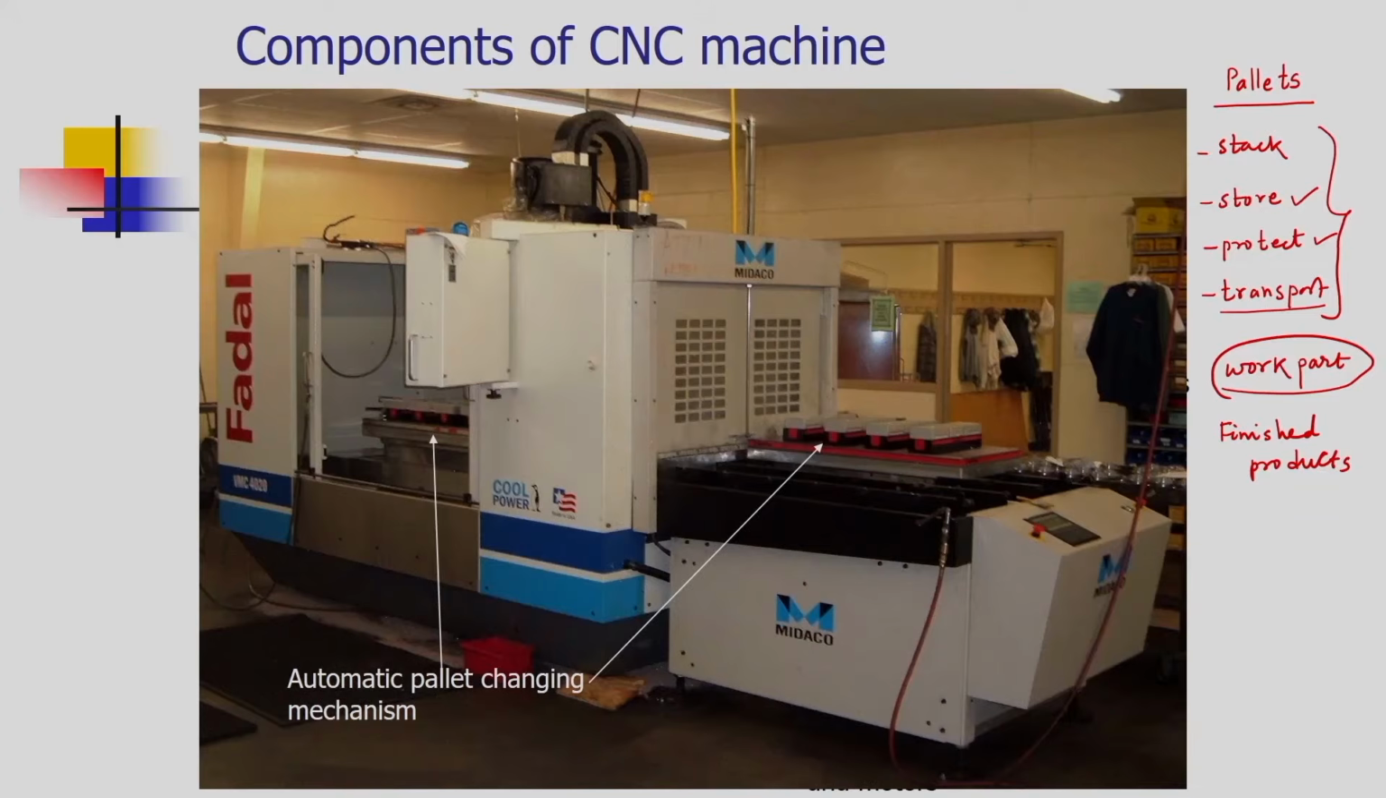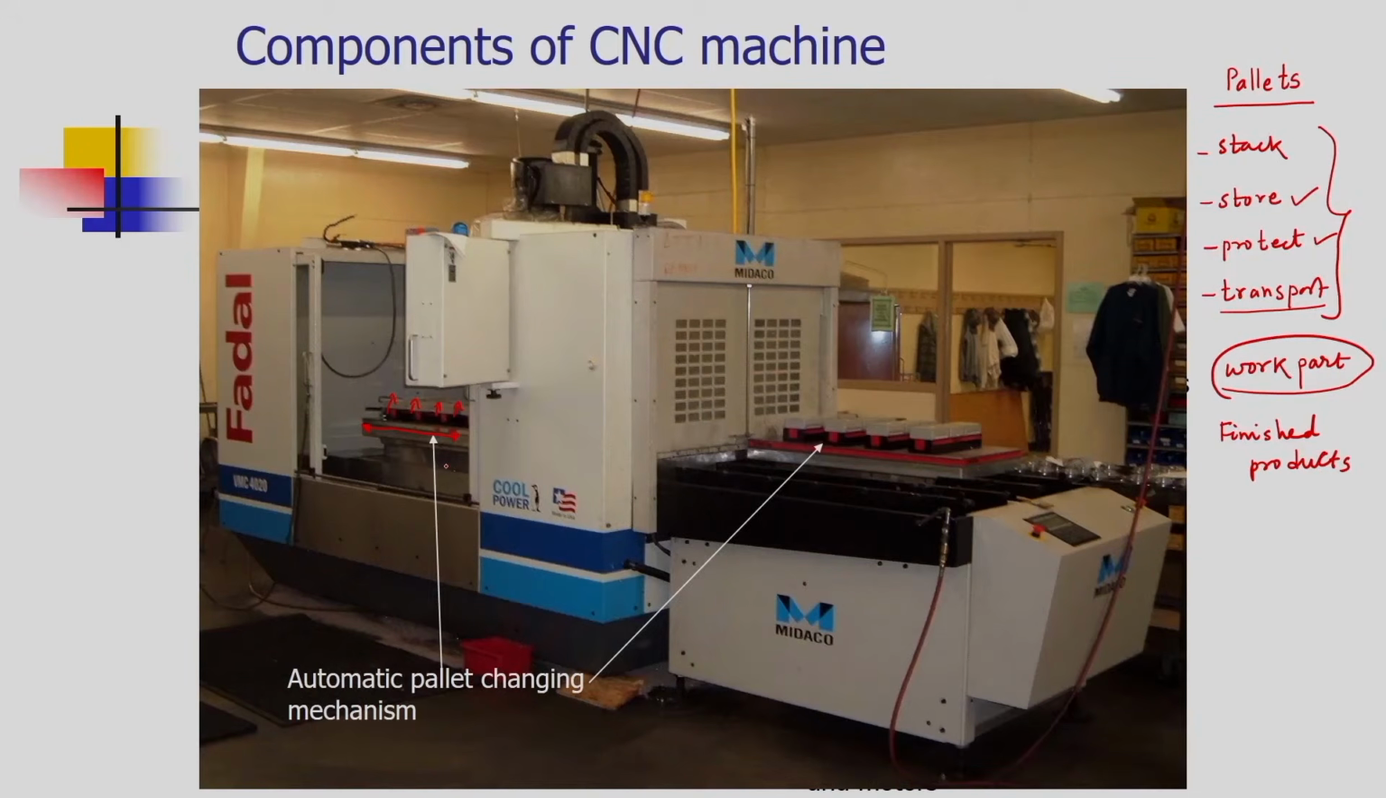In this machine you can see there is a pallet. On this pallet various work parts are mounted, and the machine will carry out processing, whatever the processing may be, machining or drilling, or it may be welding. This processing will be carried out on the work part, or it may be a washing operation as well. Once the operations are done, then either the pallets will be removed manually or by using robots.